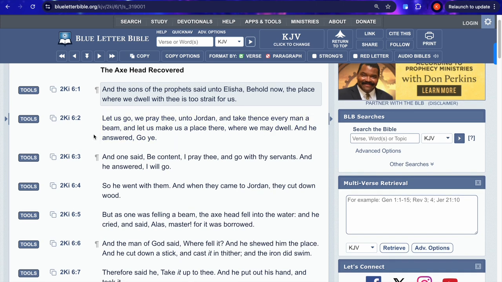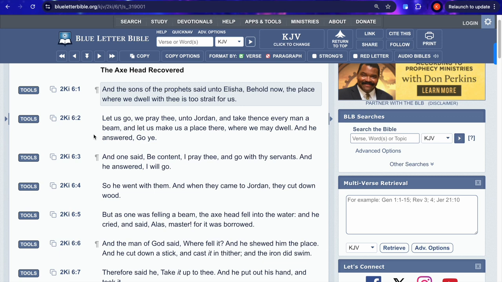Let us go, we pray thee, unto Jordan, and take thence every man a beam, and let us make us a place there where we may dwell. And he answered, Go ye. So they wanted to relocate to around Jordan, and then build a place for them to stay over there. And one said, Be content, I pray thee, and go with thy servants. And he answered, I will go.